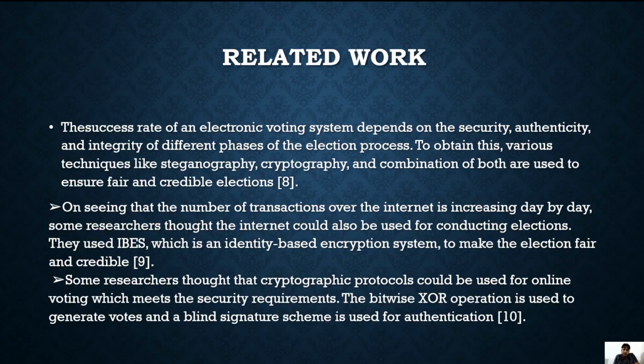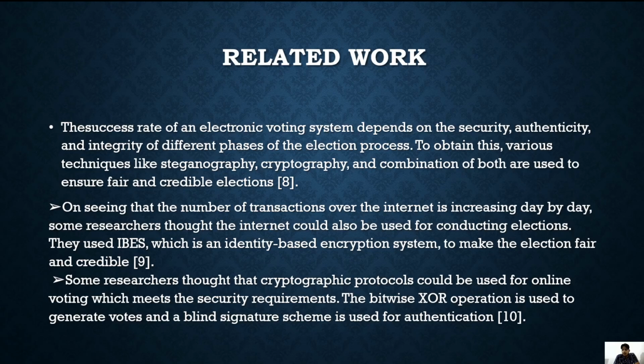Related work. The success rate of an electronic voting system depends on the security, authenticity, and integrity of different phases of the election process. To obtain this, various techniques like steganography, cryptography, and a combination of both are used to ensure fair and credible elections. But seeing that the number of transactions over the internet is increasing day by day, some researchers thought the internet could be used for conducting elections.